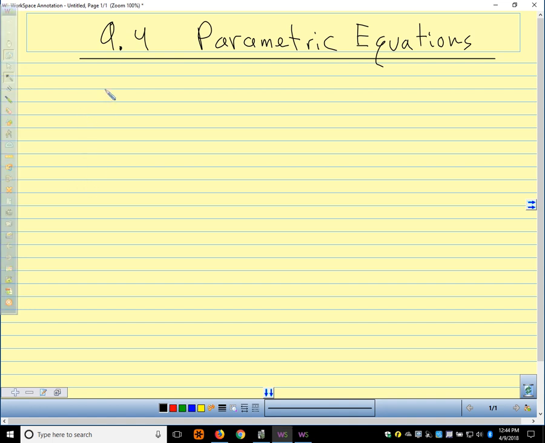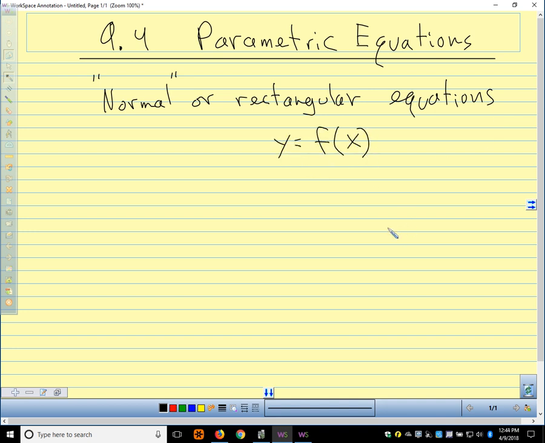So far, what we've talked about, I'll call normal equations, or the other way we describe it is rectangular equations. We have y equals some function of x. So we plug in x and we get y. So that's the kind of functions that we've been using so far. We plug in some number and we get another number.